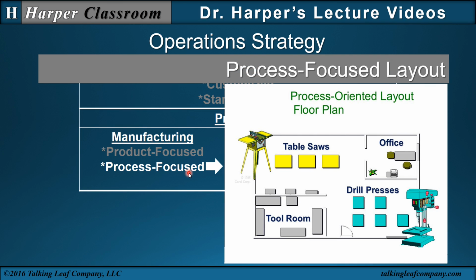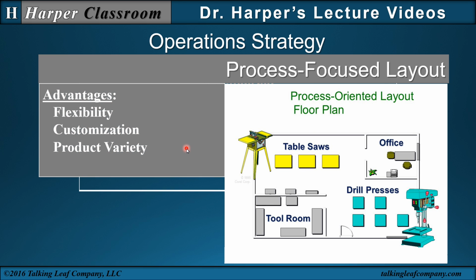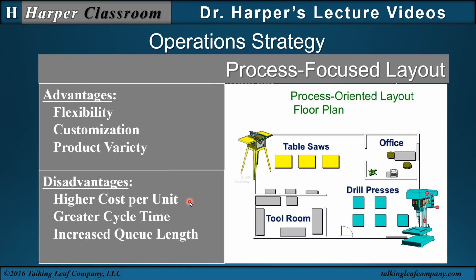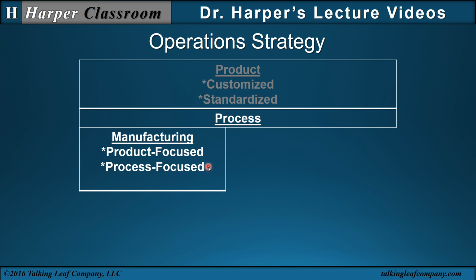The next is process-focused. An example of a process-focused process design would be a job shop. The advantage of a job shop is flexibility, because as a product comes in, it can go to the table saws or drill presses, and that could satisfy any type of product. So therefore, it supports customization and product variety. A disadvantage is higher cost per unit because of the scheduling and movement, greater cycle time, and also increased queue length. But these can also be combined.